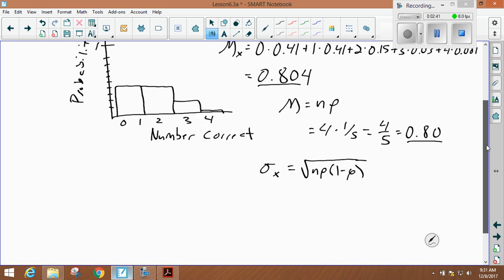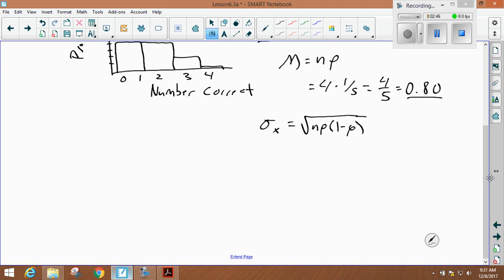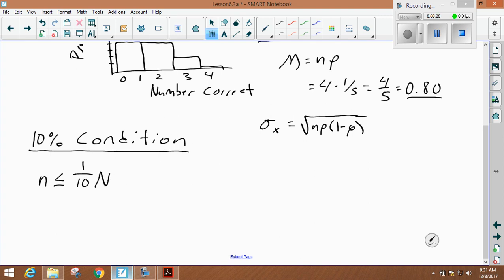It is important that we keep in mind this 10% condition. We're going to use it quite often, and we're going to have to check this quite a bit as we go. So it's going to have to be the case that this equation must be true.